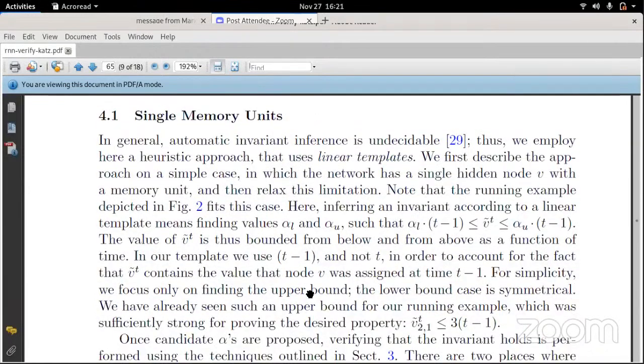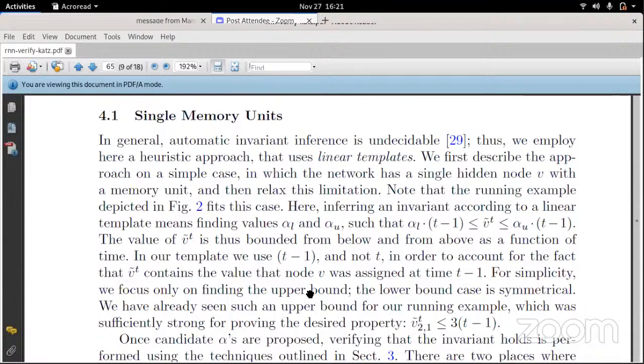So in invariant inference, just a little bit of background. Invariant inference is a difficult exercise. Of course, the problem in general is undecidable, and therefore people have done so many things. There's an enormous amount of literature on this, but we don't have to worry about that. This paper suggests something very simple.